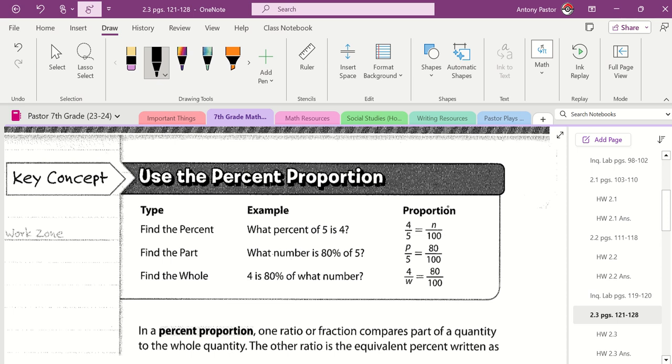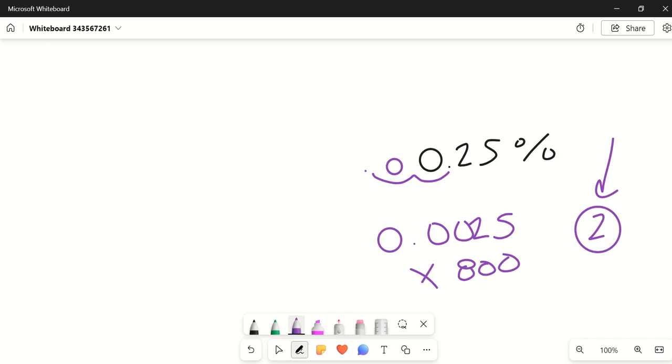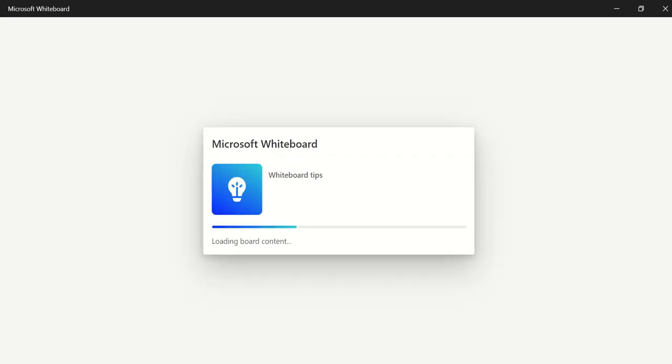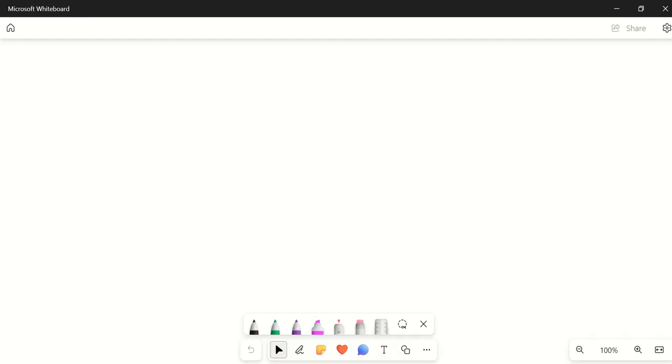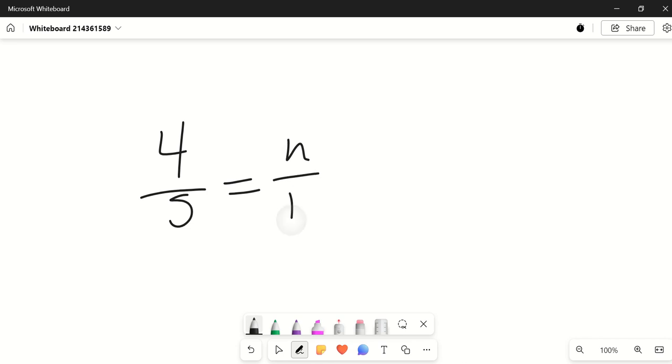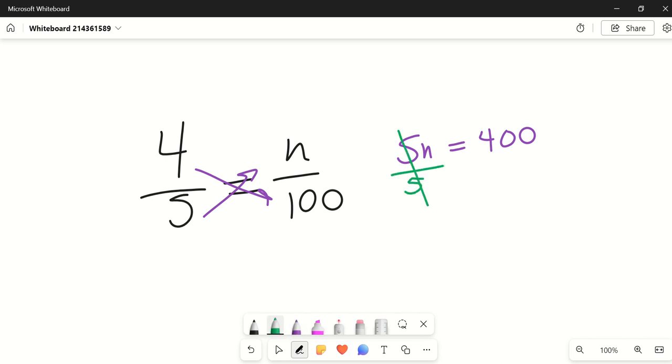So what I would do is this. I'm going to go ahead and get my whiteboard out. What percent of 5 is 4? So 4/5 will equal n over 100. We're going to multiply straight across. So 5 times n will equal 400, because 4 times 100 is 400. Now, in order to find this number, I need to get the variable by itself. I will divide by 5 here to undo this. N will equal whatever 400 divided by 5 is.